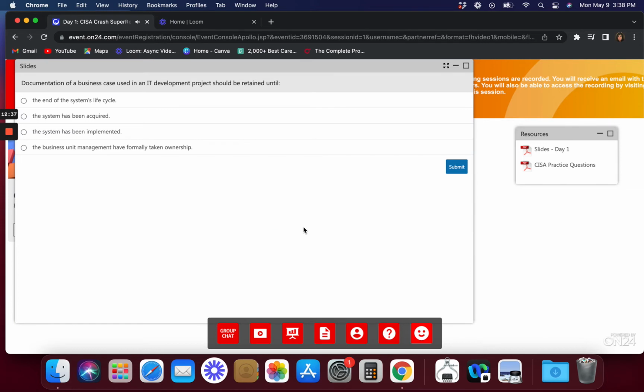Documentation of a business case used in an IT development project should be retained until when? How long should you keep it? Through the end of the system's life cycle? Just until the system's been acquired? Until the system's been implemented, or the business unit management have taken formal ownership? What do you think?